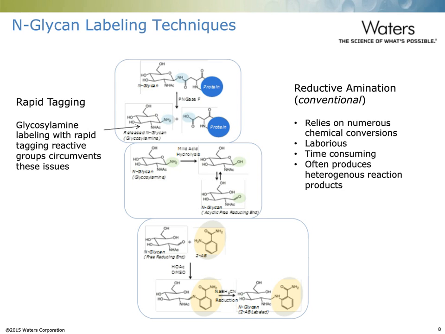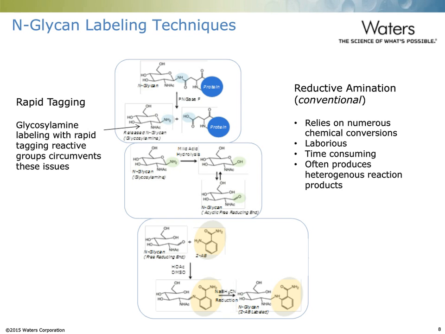This process relies on numerous chemical conversions. It's laborious and time-consuming. And one of the more time-consuming aspects of this reductive amination labeling procedure is that it must be performed under anhydrous conditions, so no water can be present, which requires dry-down steps, which are time-consuming and add to the laboriousness of this process.